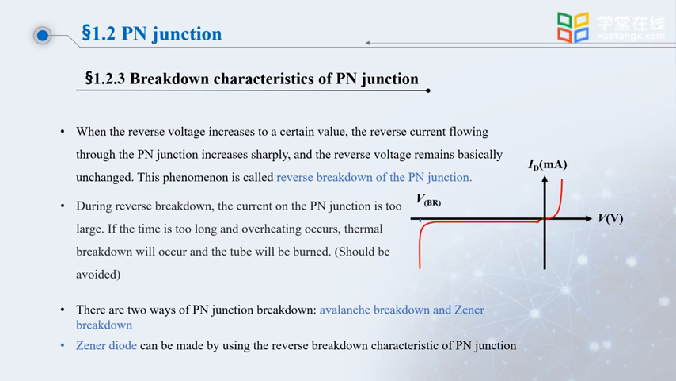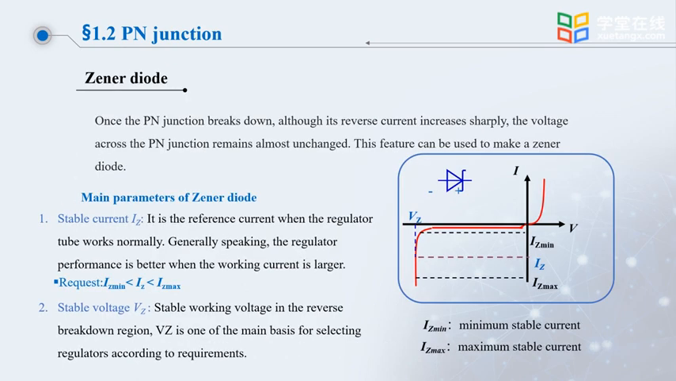There are two ways to break down the PN junction. One is avalanche breakdown. One is Zener breakdown. Due to its breakdown characteristics, we can make the diode into a Zener diode. Because once the PN junction breaks down, although its reverse current increases sharply, the voltage across the PN junction remains almost unchanged.